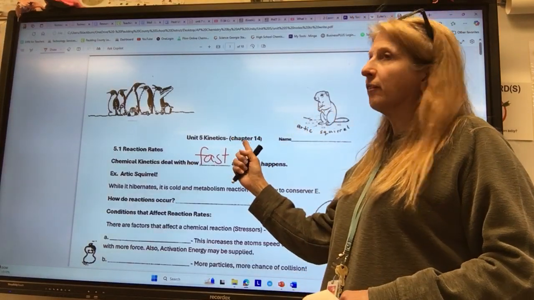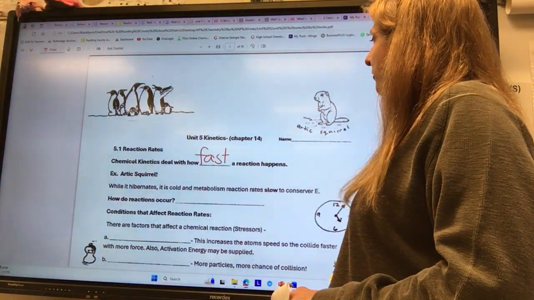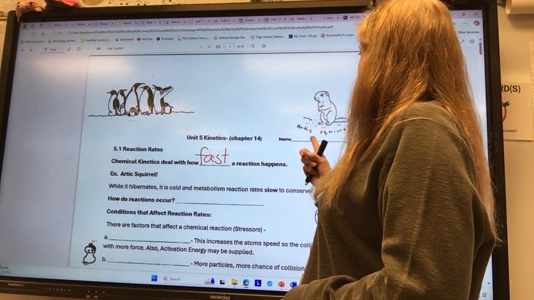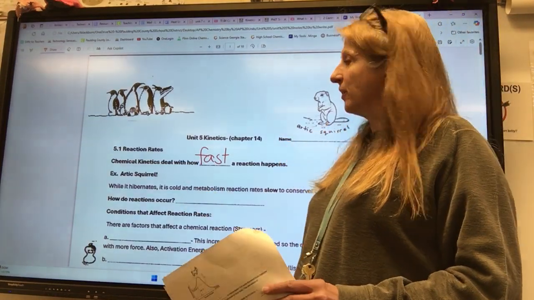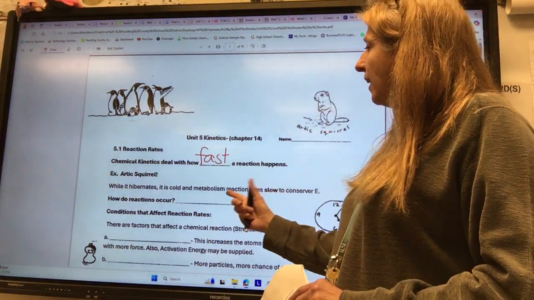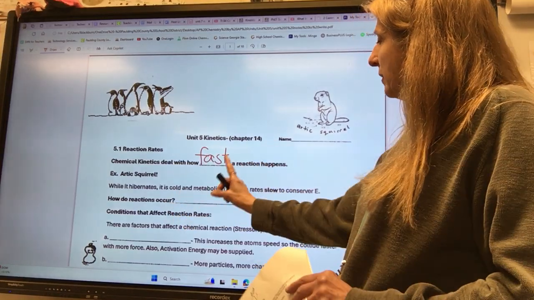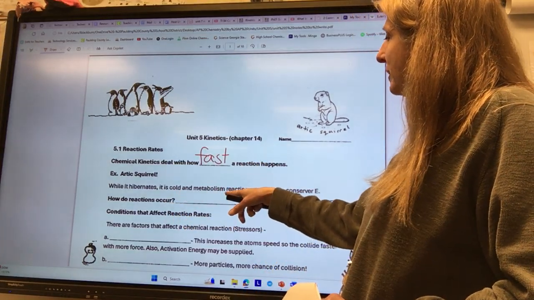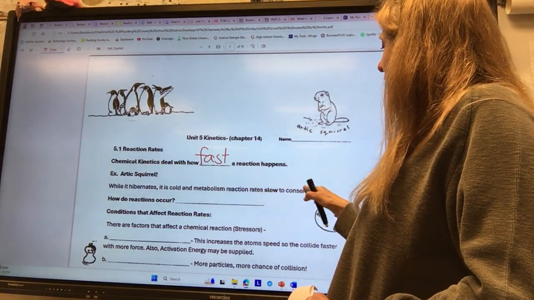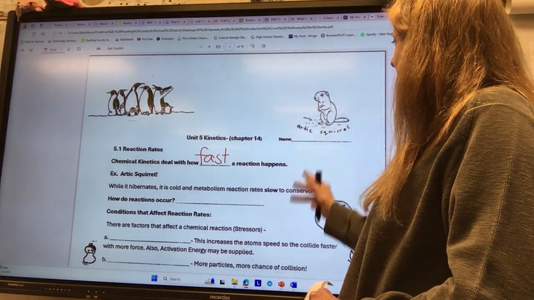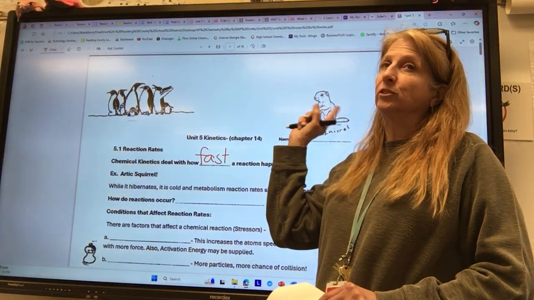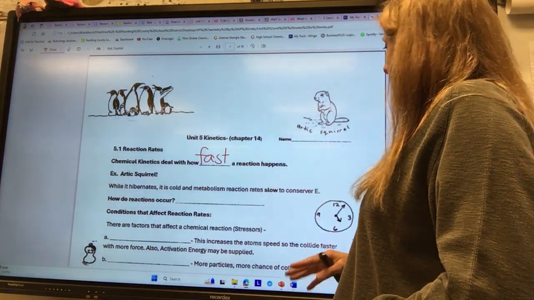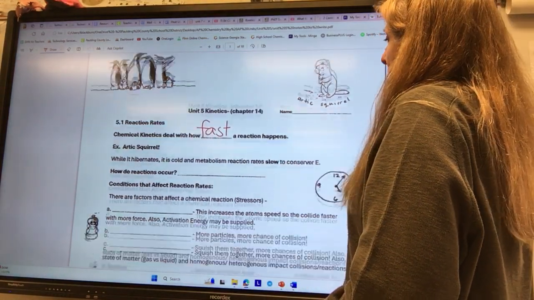So we learned a tiny bit about this in honors, but I liked it. I was looking at your book. Your book is chapter 14, the Pearson chemistry book. And it talked about the Arctic squirrel, that they hibernate like half their life. And how they're able to do that is when it's cold, its metabolism reaction rate slows down and it conserves energy. And it can just sleep half its life. And it's so cute with its little ears. You should look at it in your book or online. But it's very cute. Little hibernating squirrel.